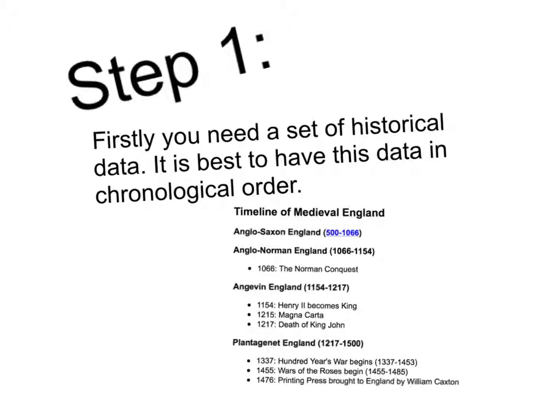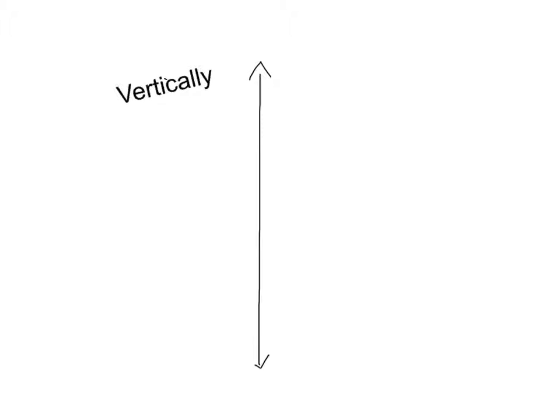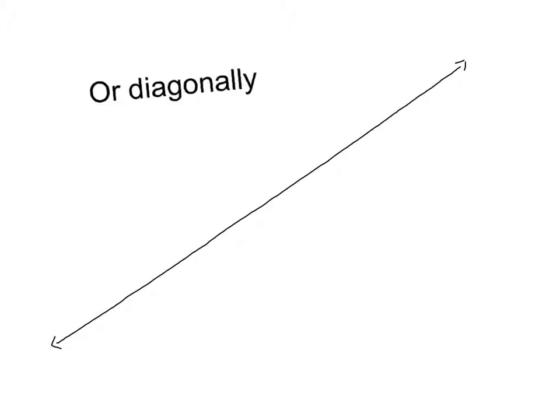Step 2. What are the earliest and latest dates that you wish to include? Choose the period of time that your timeline will cover, being sure to include your earliest and latest dates. This is important. It needs to be from earliest to latest. You can either rule your line horizontally, vertically, or diagonally.